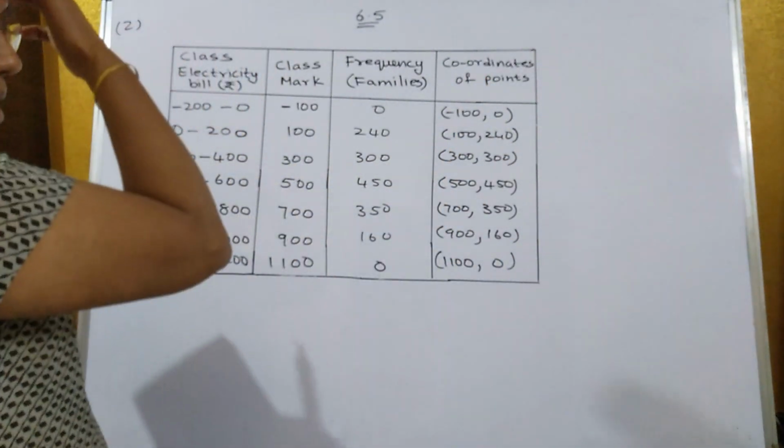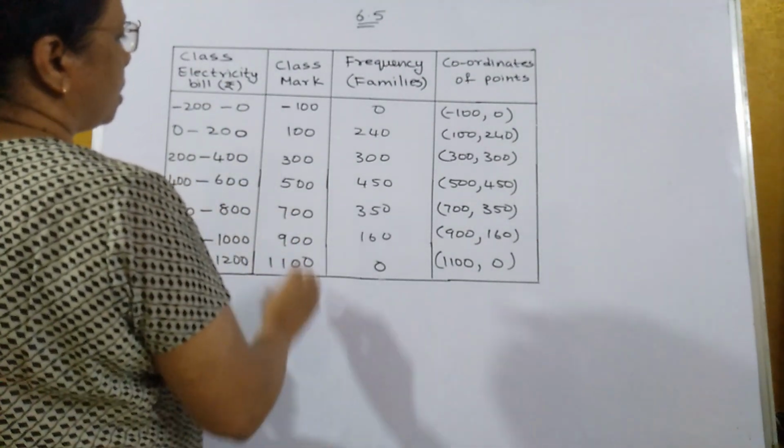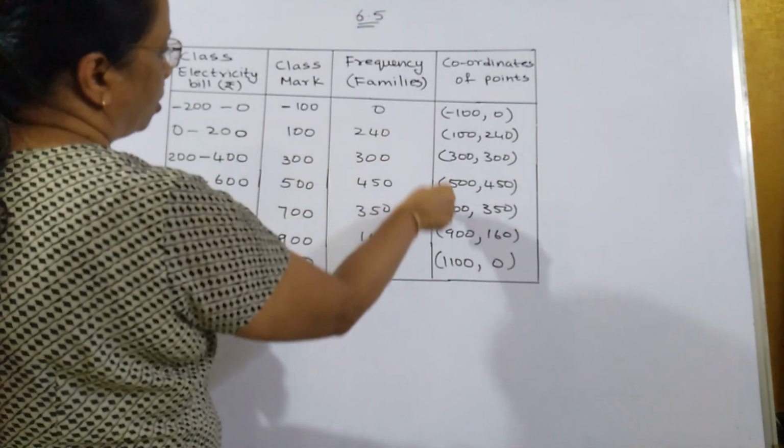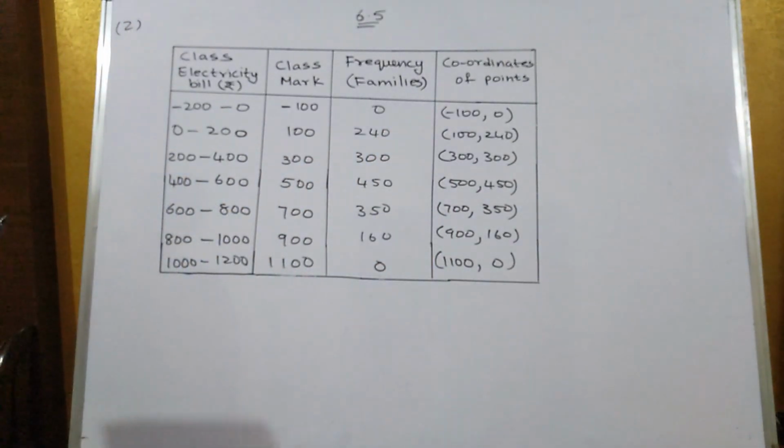So this is how you are supposed to draw the table for the frequency polygon. You have to find out the class mark and the coordinates of the points. Now we will plot this on the graph paper.